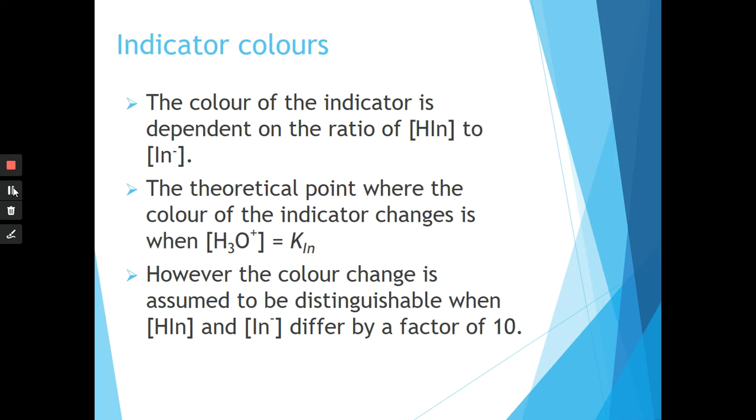Now, the theoretical point at which the colour of the indicator will change is at the point where KIn equals the hydronium ion concentration. Okay, so we want our dissociation constant to be the same as the hydronium ion concentration for the indicator to change. In reality, it's very, very difficult for us to actually see this. What we find is we need the concentration of the weak acid and its conjugate base to differ by a factor of 10.